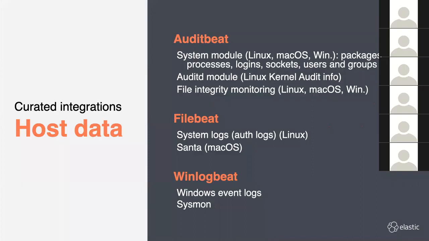Jumping to a different kind of data. As we said before, we need the host data and the network data. For the host, we can use, for example, Winlogbeat to collect Windows event logs and Sysmon. You just need to install Winlogbeat inside your endpoint or host, and configure the output of Winlogbeat to ship the data directly to Elasticsearch.